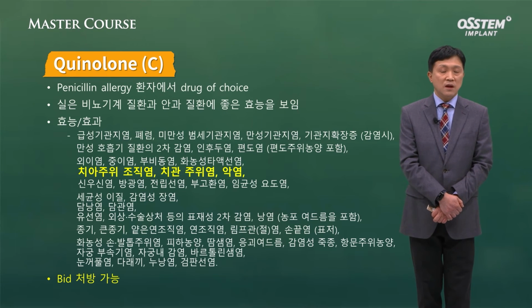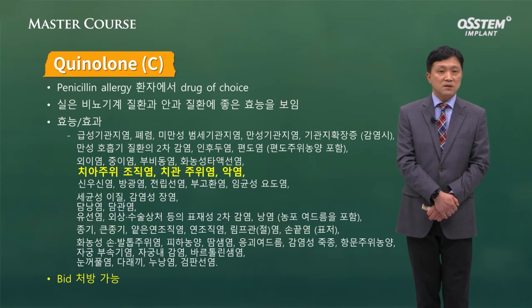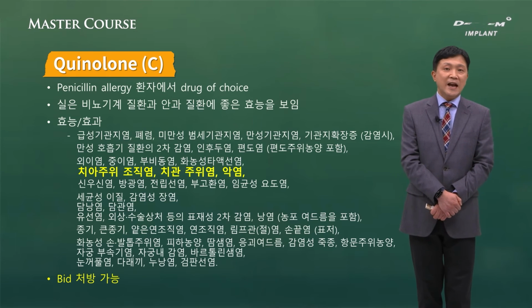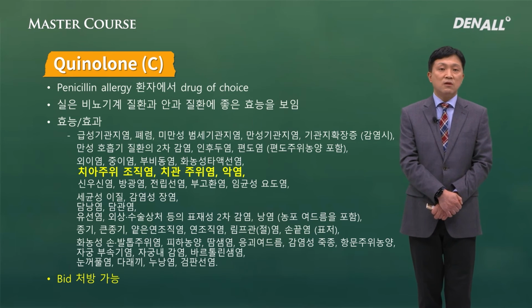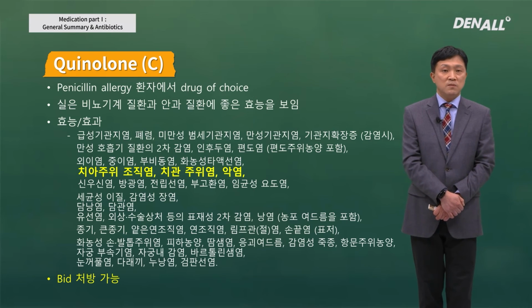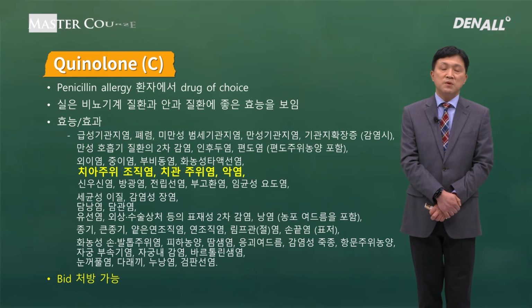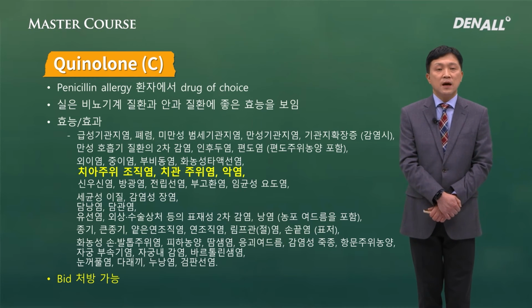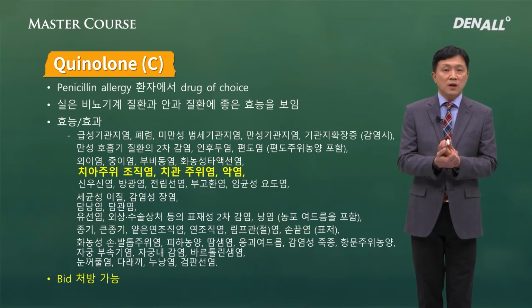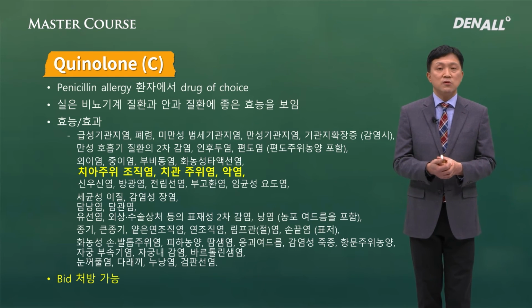Next, quinolone is also used quite a lot in the dental clinic. It is a drug of choice for penicillin allergic patients. It is actually effective in a urology or eye diseases rather than dental use, but it is also indicated for tooth-related diseases. Its advantage is that it can be used BID twice a day. If someone has allergy against the penicillin, this can be used.